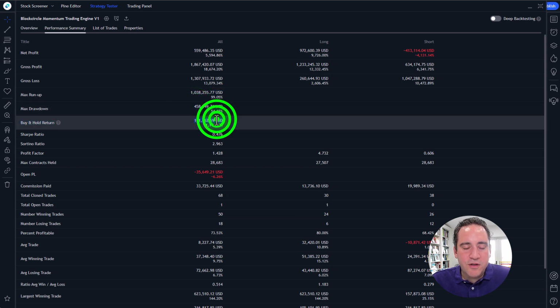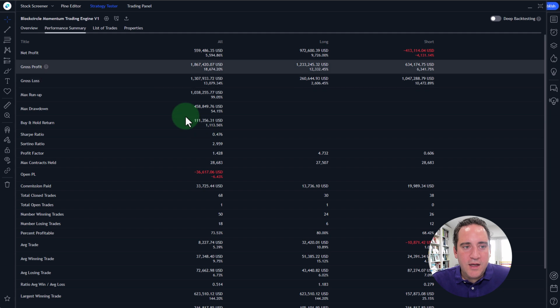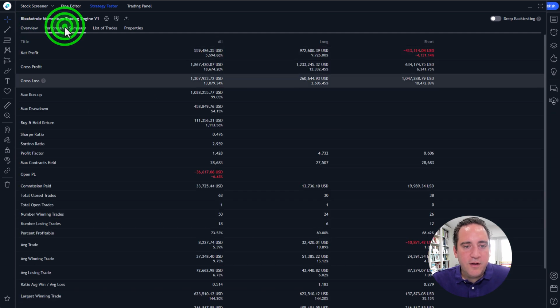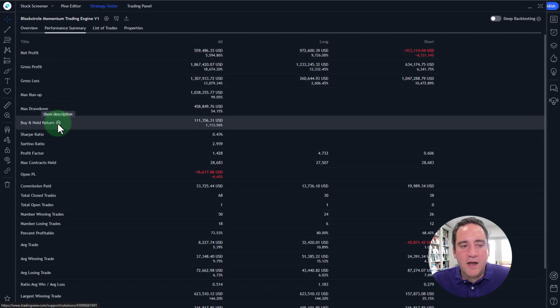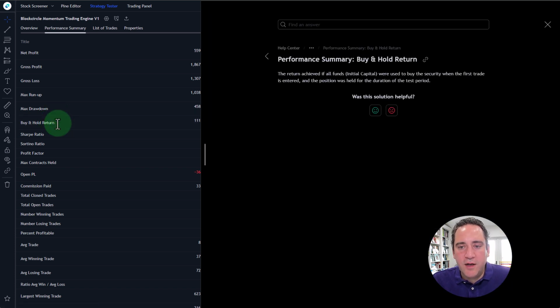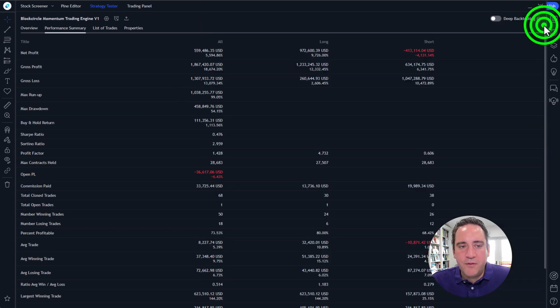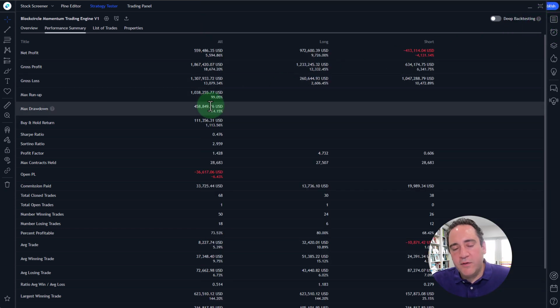The buy and hold return is what we talked about, which was the blue line in the chart. This is if you had bought and held Solana starting with the first initial trade that was executed back in January, then what would your performance be? And that, to me, is a realistic benchmark.